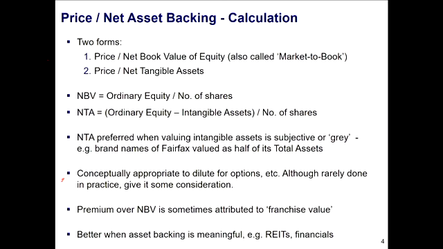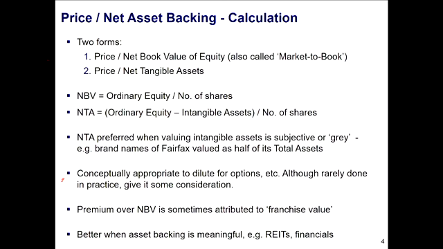With the price to net asset backing, we have two categories. The first one is price to net book value of equity, and the second one is price to net tangible assets. It's true that we can calculate these ratios for all of the listed companies when we have data, but they may tell quite different stories. And these ratios can be more appropriate for a group of companies or industries, but not appropriate for another group of companies or industries.